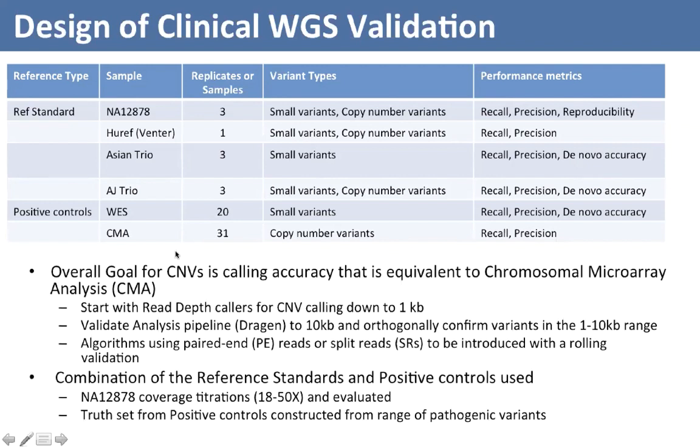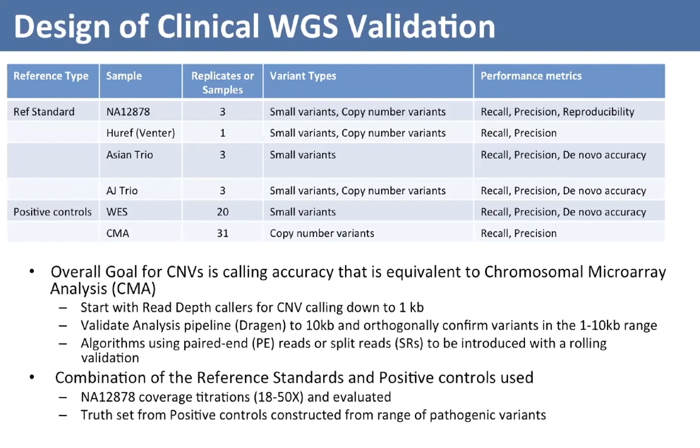Our overall goal, to break this down, was for CNV calling to have an accuracy equivalent to the chromosomal microarray analysis, including up to that resolution. We really wanted to start with the read-depth callers to make things a little bit more simple. Our analysis pipeline is the Illumina DRAGEN program. We wanted to be able to get down to 10 kb in size, because this is the resolution of the Affymetrix array that we were using. The idea would be that orthogonally confirmed variants smaller than this can still be called, but we have to move on to an orthogonal technique before signing out.